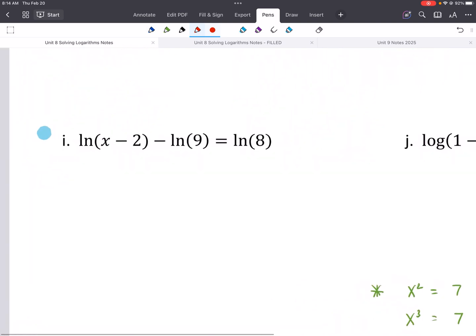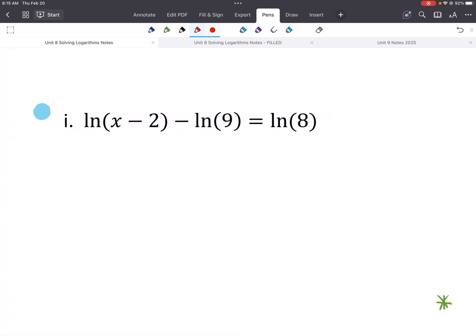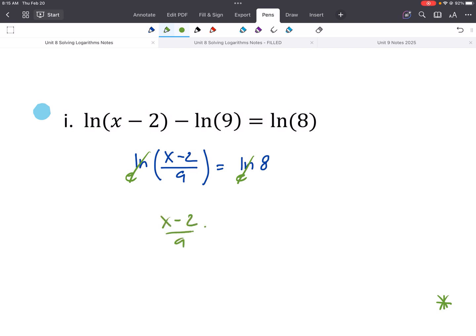All right, last example. Again, we have an example where we're subtracting, so we will divide. So natural log of x minus 2 all over 9. This one's a little different because we have a natural log on both sides, so those will just cancel out. So x minus 2 over 9 equals 8. Then we would get rid of the denominator, multiply both sides by 9, and then finish up by adding 2.